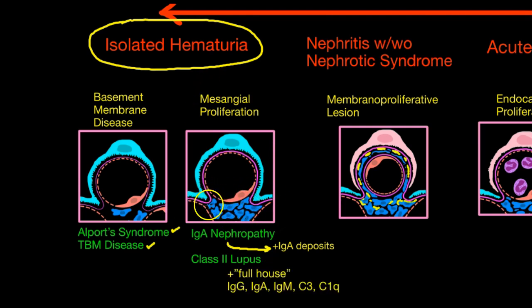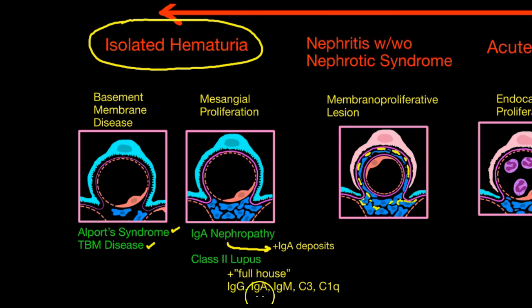So what if we saw mesangial proliferation but everything stained positive? Well, that would suggest class 2 lupus nephritis. So what makes it class 2 is the mesangial proliferation here. And the suggestion that it's lupus is the so-called full house pattern where everything's positive.